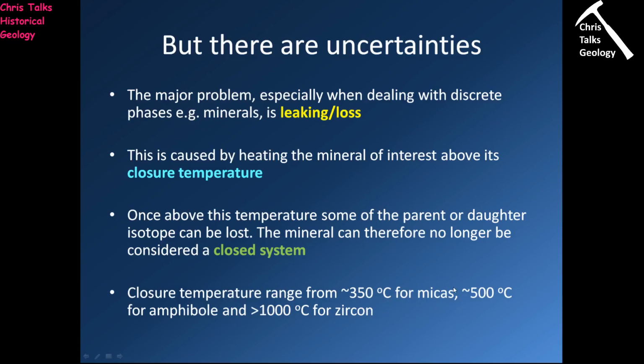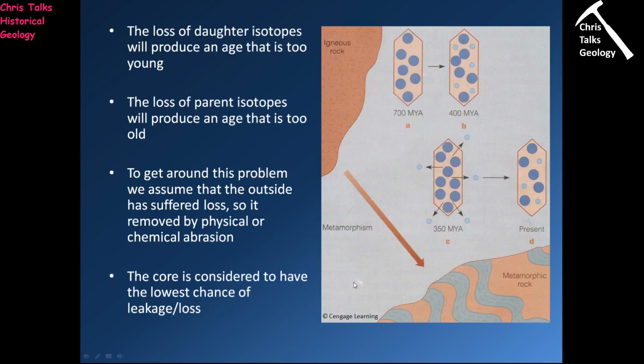Closure temperatures vary between minerals. For a mica mineral like biotite, your closure temperature is going to be about 350 Celsius, so from a geologic point of view, at least, quite low. In the case of zircon, the closure temperature is in excess of 1000 degrees Celsius. So zircon is an absolutely wonderful crystal because it has this pretty darn high closure temperature, and that means it's very difficult for your zircon crystal to be reset and suffer leakage. If we lose the daughter isotope from our crystal, that's going to lead to an age which is too young. If we lose the parent isotope from our crystal, that's going to lead to an age which is too old.